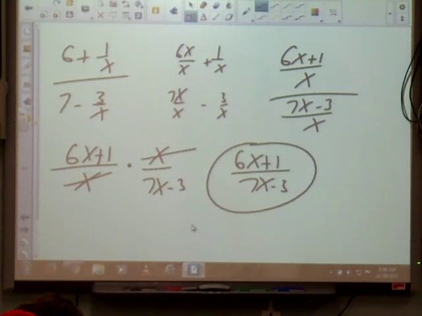Tomorrow's stuff, we're fixing to call this a wrap. Tomorrow's stuff is going to deal with putting this into equations. It was all expressions so far because it didn't have an equal sign. Tomorrow we're going to look at solving it with equations.